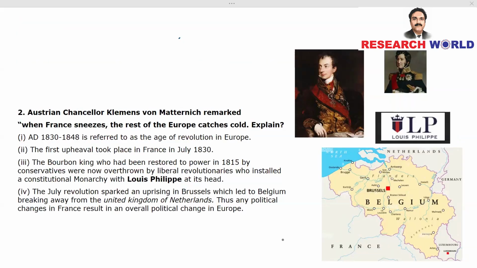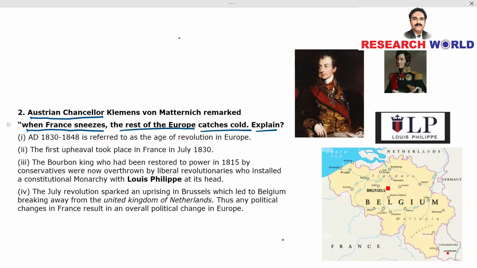Now, moving on to the second question. Austrian Chancellor Clemens von Metternich remarked, when France sneezes, the rest of Europe catches cold. Explain. So when France sneezes, the rest of Europe catches cold. Explain. And this was remarked by the Austrian Chancellor.